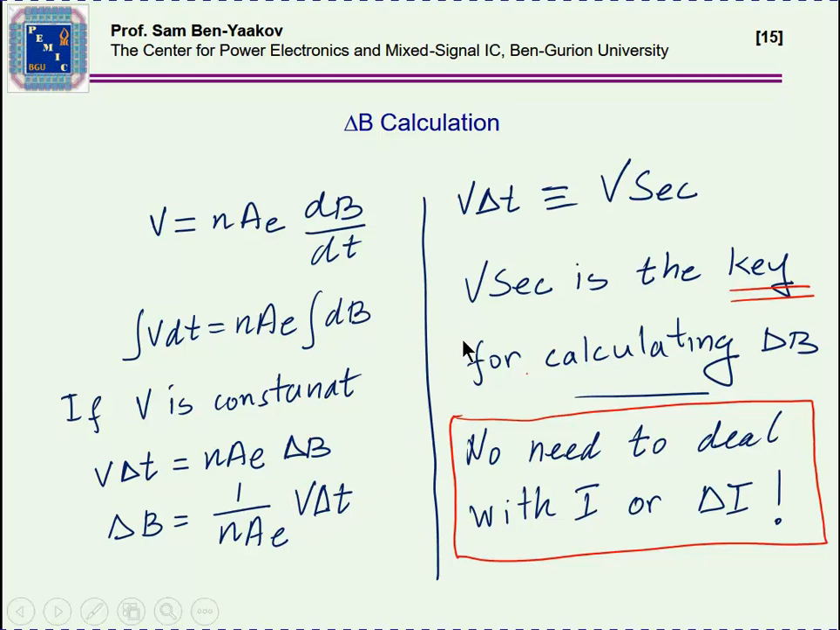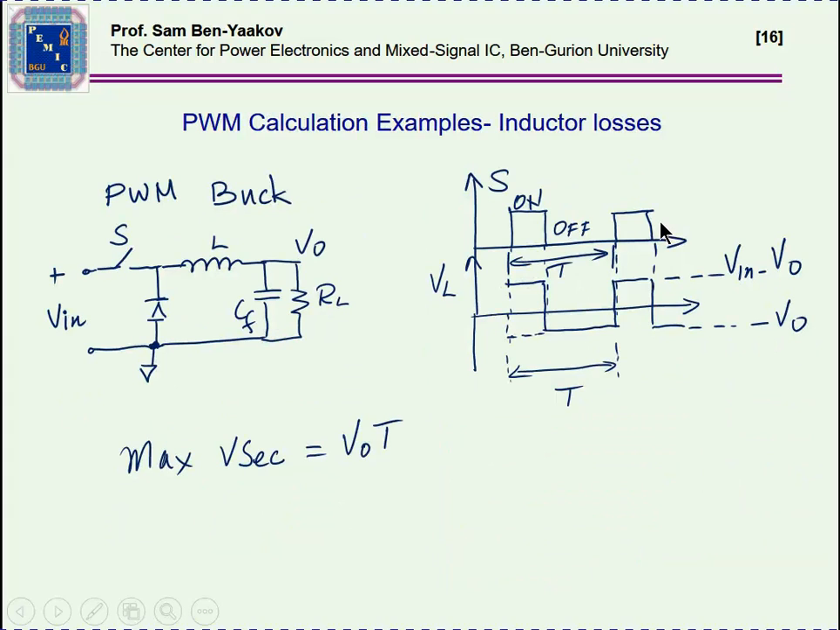So once you know the volt-second of your inductor or transformer, that's it. You really don't have to involve any of the current or delta I. It's enough to deal only with delta B, and this brings you the information that you need. So all that you have to find out in a particular situation is the volt-second imposed on the inductive element. So let's see some examples.